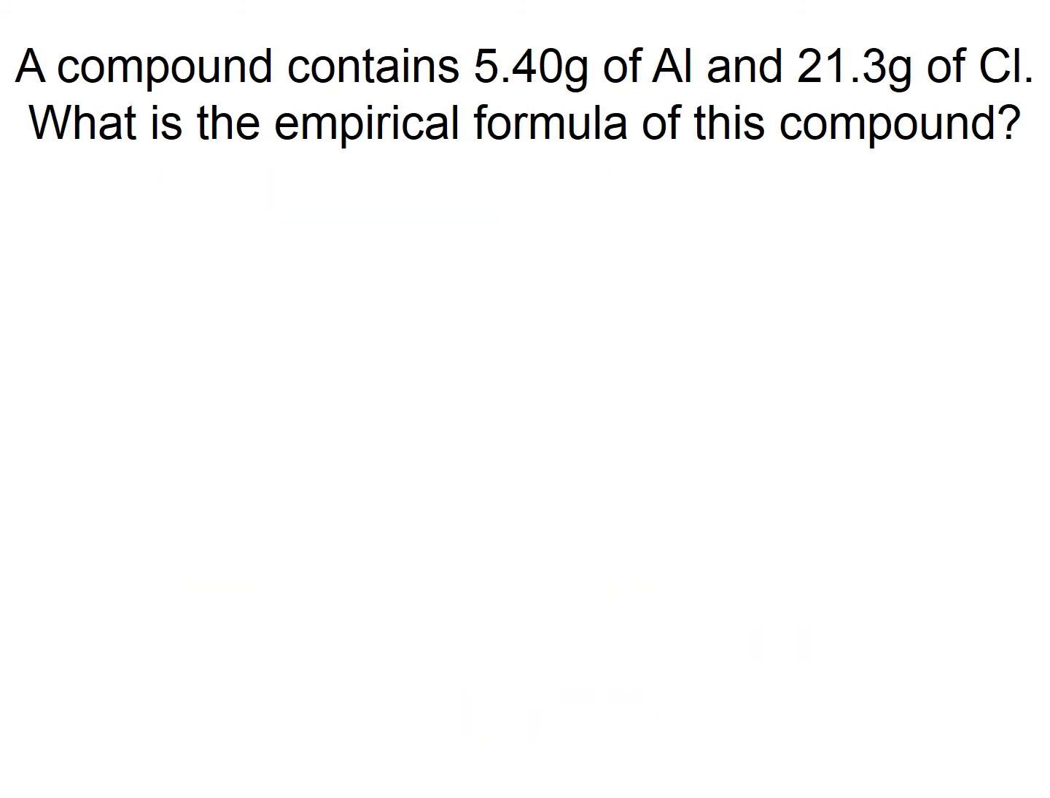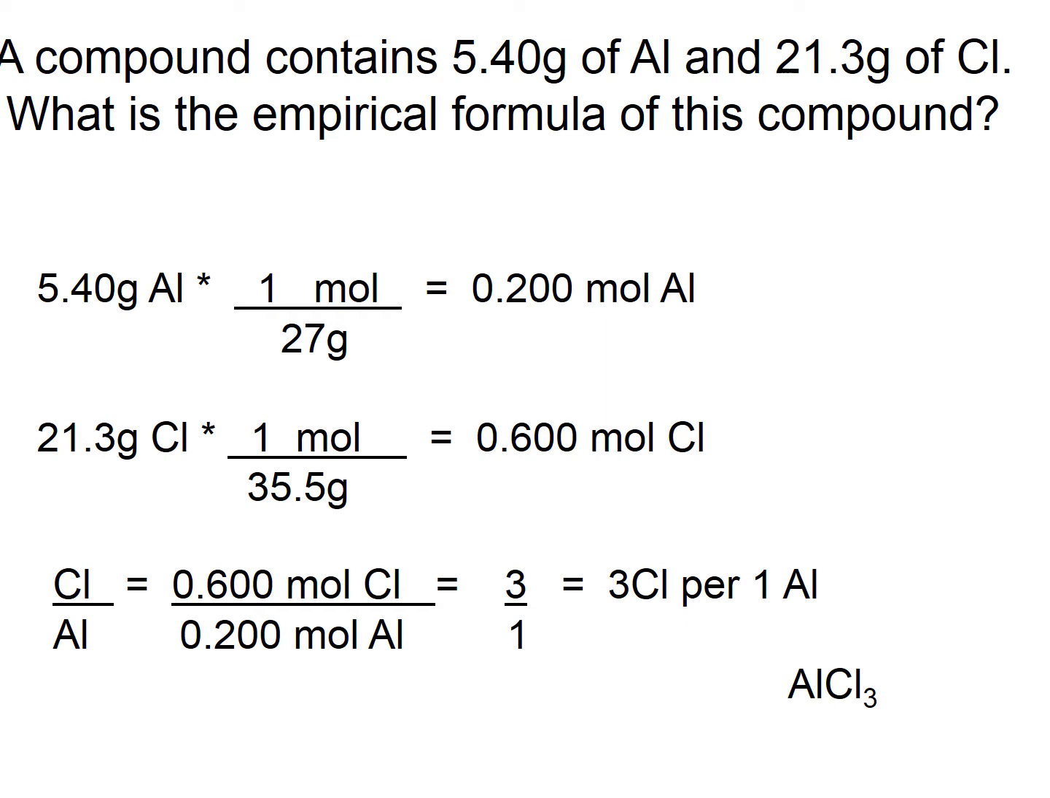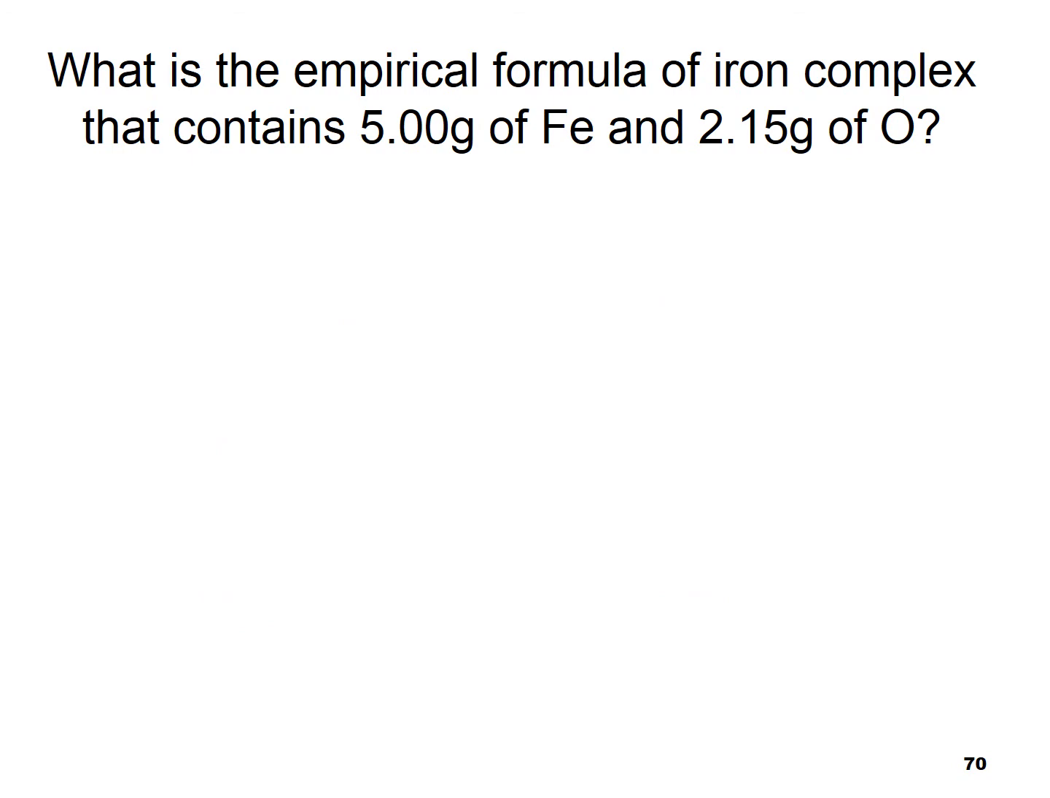Okay, take a minute and solve this problem. Find the moles of aluminum and the moles of chlorine, and then determine the ratio. And then when you're done, press play. This is pretty straightforward at this point. Find the moles of each based on the molecular weight on the periodic table. Then we see we have a ratio of 3 chlorines per 1 aluminum, so AlCl3. Again, find the moles, find the ratio, solve the problem.